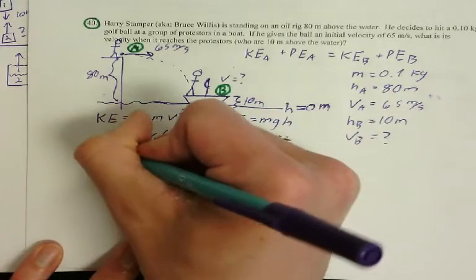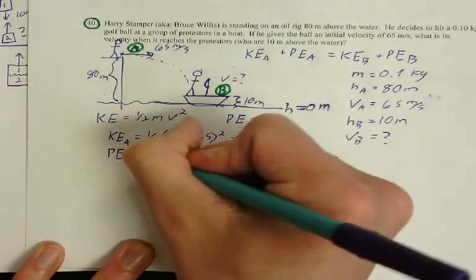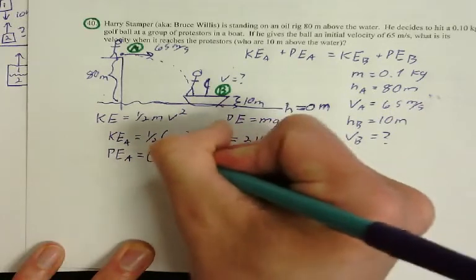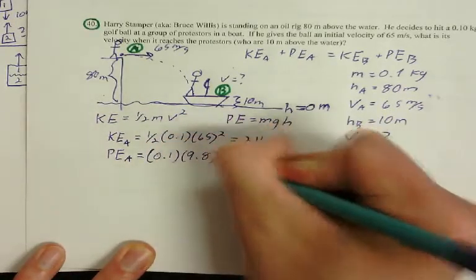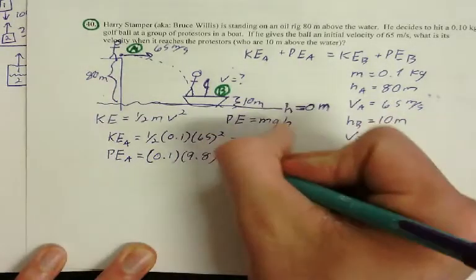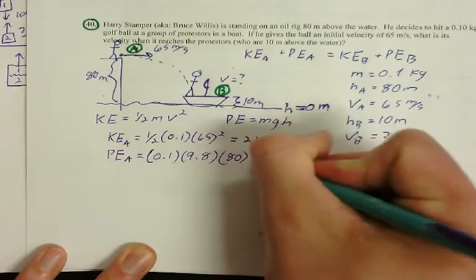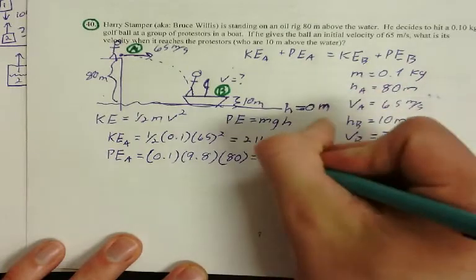Okay, then I need the potential at A. That's mgh, so the mass is 0.1, g is 9.8. And the height, again, I'm doing it the height above the water, so it's 80 meters above the water, so that's 80. So 0.1 times 9.8 times 80, 78.4.